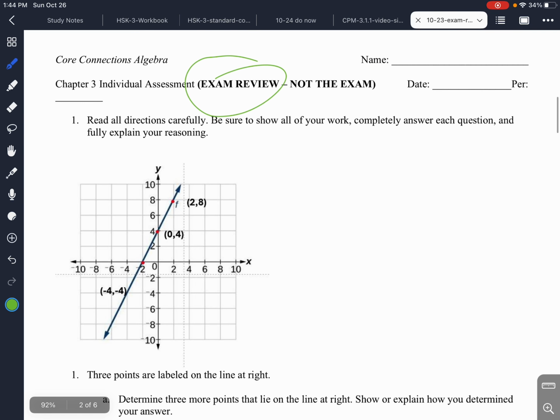So it says determine 3 points that are on the line. Show and explain how you determine your answer. So all I do is go to the origin. Now I'm going to look for something that is split. This one's already been used, so we'll go here. This is the easiest one, right? When I say split, that means it's right on both of them. I start at the origin. I go over to -6.